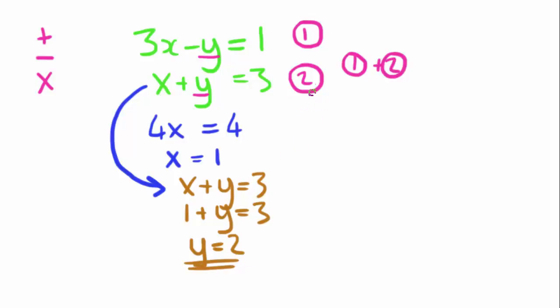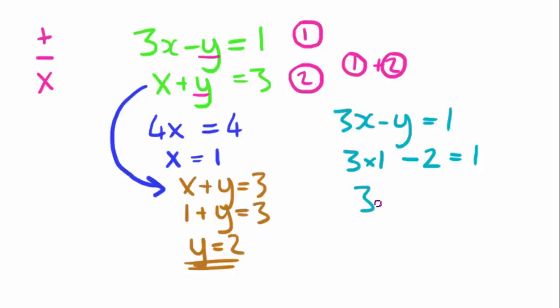Now, just to double check that that's the case, there's no harm in placing it in the other equation. So again, this other equation is 3x minus y equals 1. So we've got 3 times 1 minus 2 equals 1. So that's 3 minus 2 equals 1. And that is correct. Okay. So what we've now got is a solution in which, in both of these equations, x equals 1 and y equals 2. And that's how you do it.